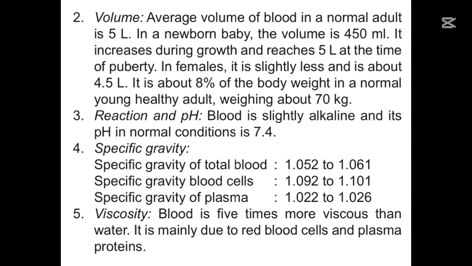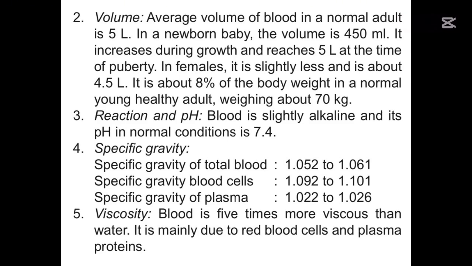But some literature will tell you that the pH of the blood is about 7.4. So naturally it is slightly alkaline. The blood in the human body is not acidic, it's slightly alkaline. So another thing we have to know now, what is the specific gravity of the blood?